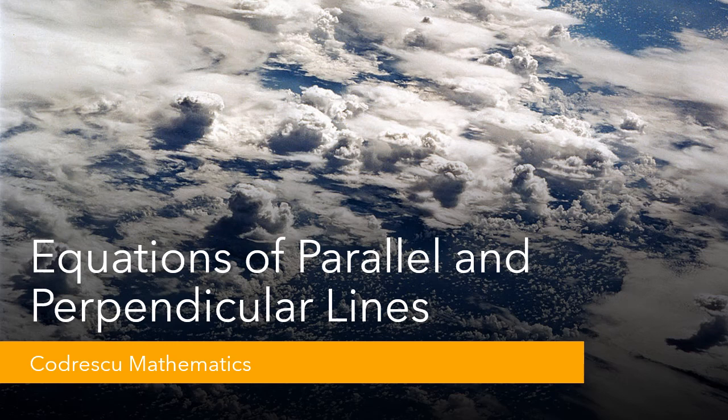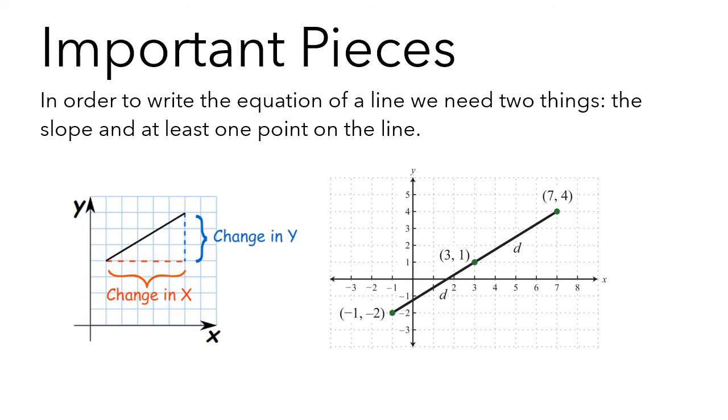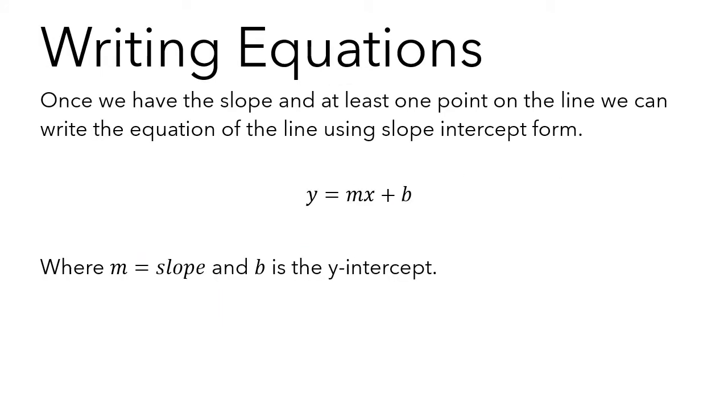Welcome to this video. We're going to be talking about equations of parallel and perpendicular lines. In order to write the equation of a line, there's two important pieces you need. First, you need the slope of that line, and then you need at least one point that is on that line. If you have those two things, you can write the equation.